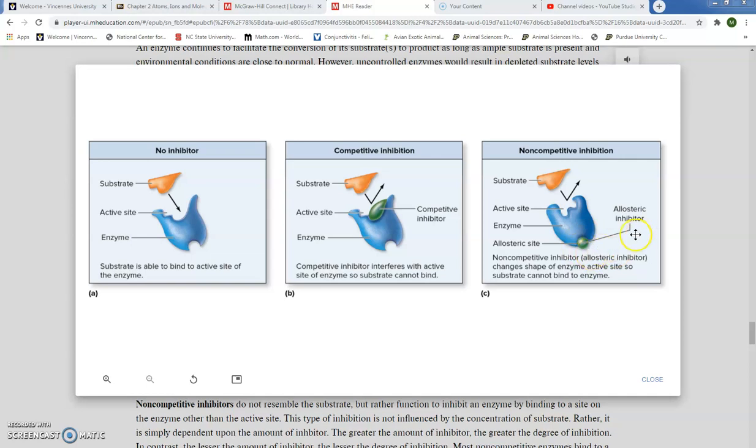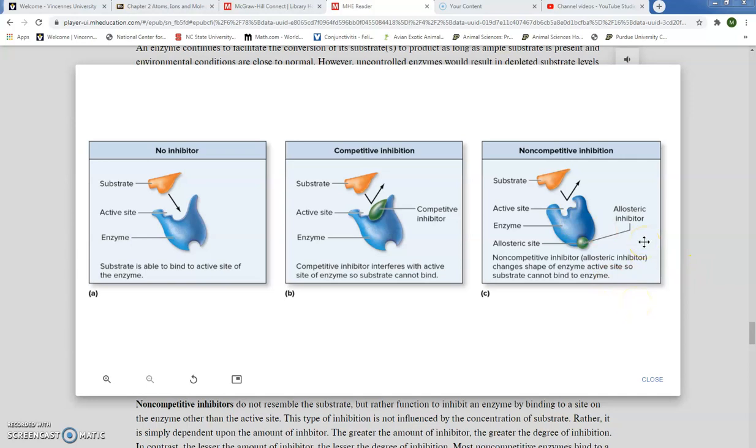But what happens when that non-competitive inhibitor binds to the allosteric site? This little green guy is the non-competitive inhibitor, and what we get is a change in the shape of the active site. Now this enzyme has been inhibited because the active site isn't the right shape and that substrate can't bind there. And so it won't be able to work properly.